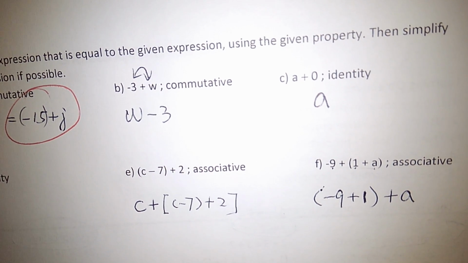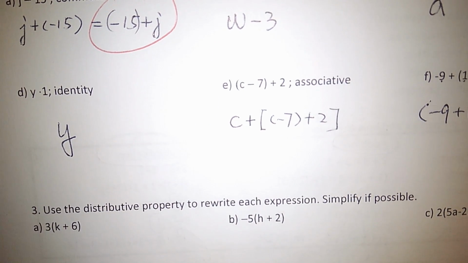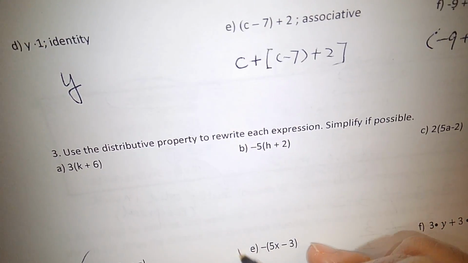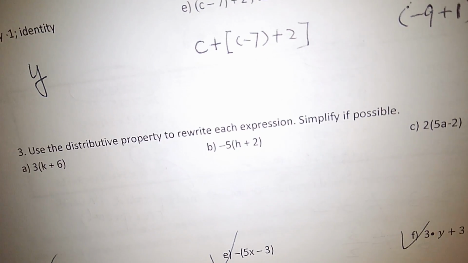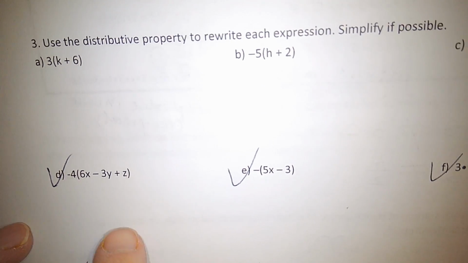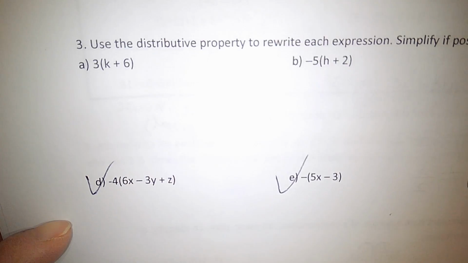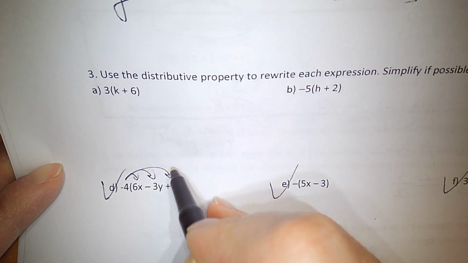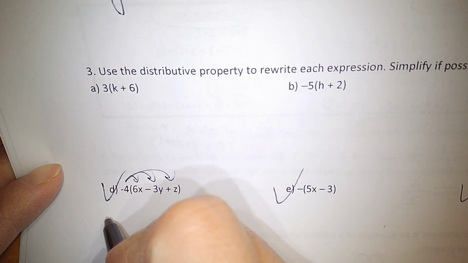Okay, alright, so third question: use distributive property to rewrite the expression, simplify if possible. Okay, so let's try question B, question E, and I would say question F and G. Question B: use distributive property to simplify this expression. How? What do you do? Use -4 to multiply each term inside the parentheses.